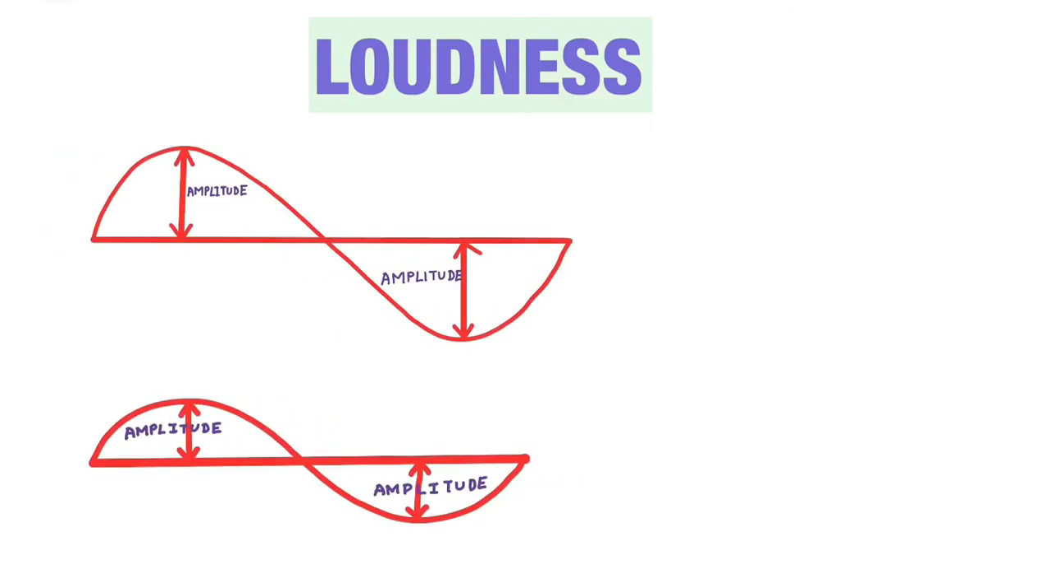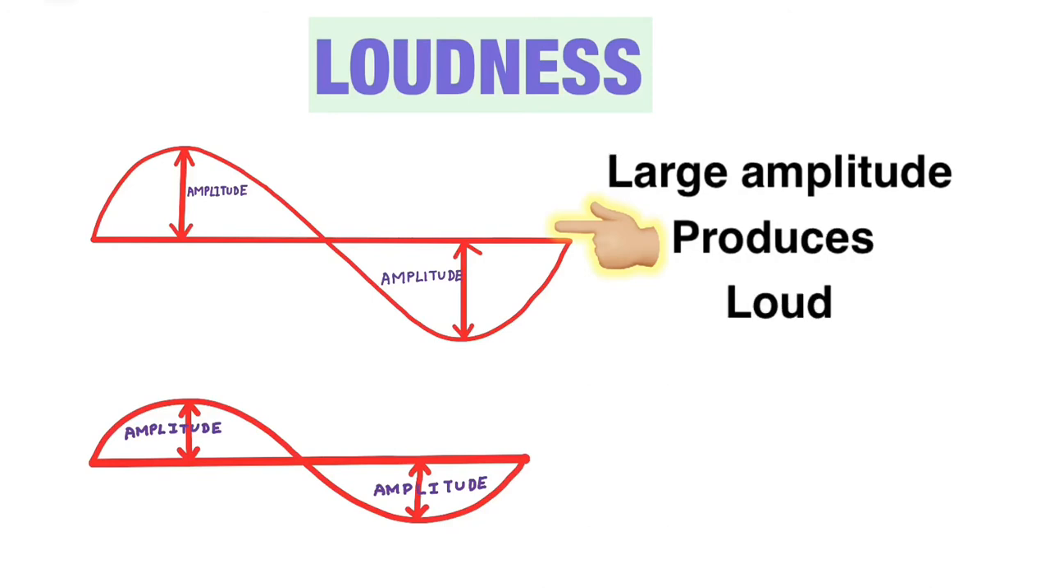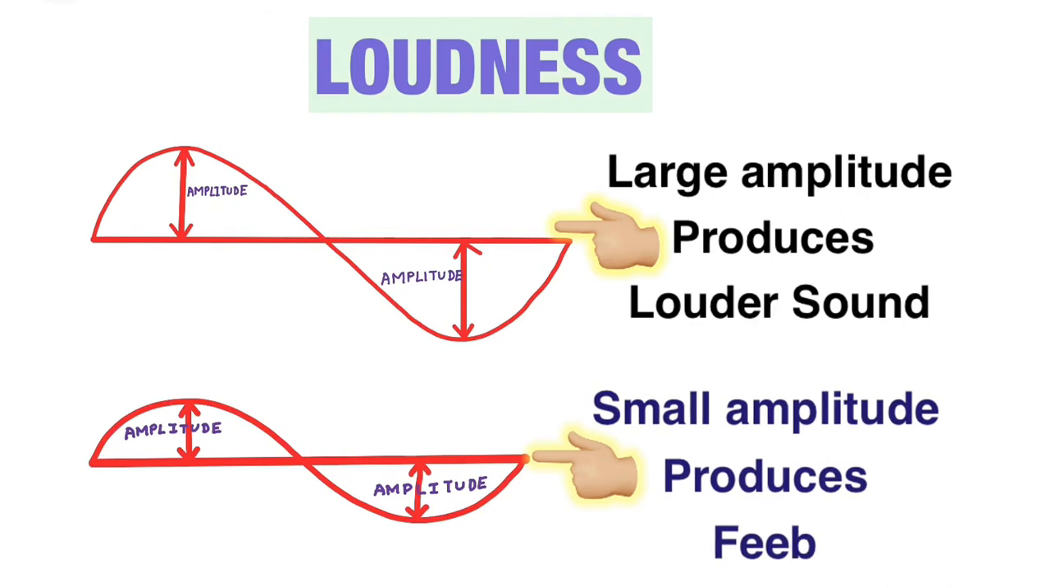Now, can you tell me from these two graphs which one will be a louder sound and which one will be a feeble sound? Since this vibration has a larger amplitude, this will produce a louder sound, and the amplitude of this vibration is smaller than the previous one. So this vibration will produce a softer sound or a feeble sound.